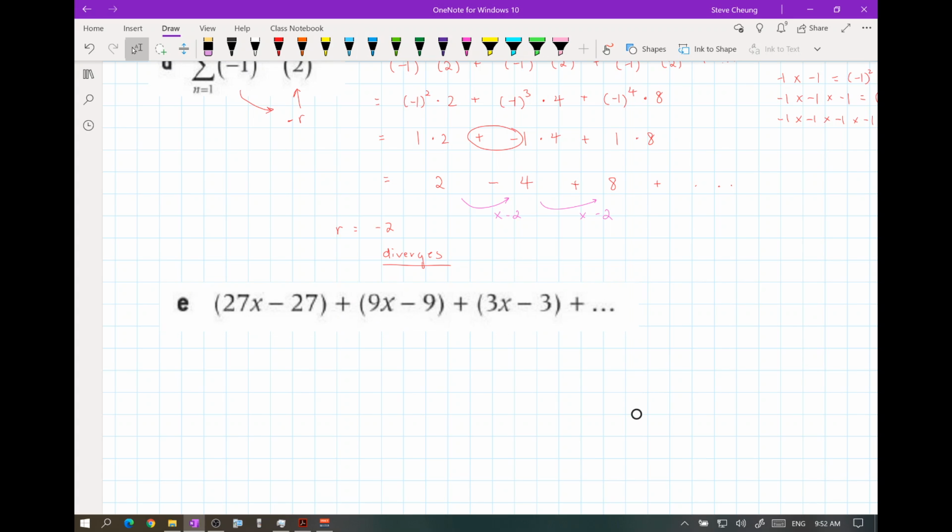Okay, what's going on here? So if I take the second term and divide it by the first term, we can actually factor out the top and the bottom, and then simplify that. So this has a common ratio of 9 over 27, which can be written as 1/3. So that's our common ratio.